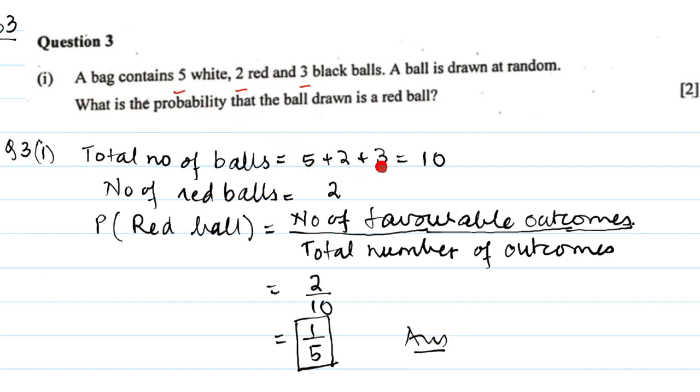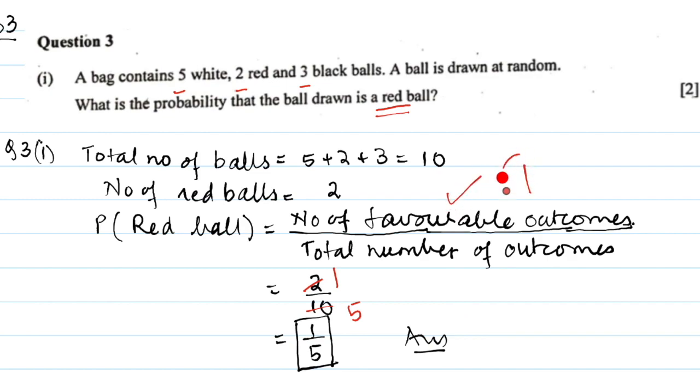Okay, that will be 7 and 3, 10. And they are asking for the probability of the red ball. So the number of red balls will be 2. Then we write our formula. Probability of a red ball will be number of favorable outcomes upon total number of outcomes. That is 2 upon 10. 2 1s, 2 5s we cancel, and we have 1 upon 5.